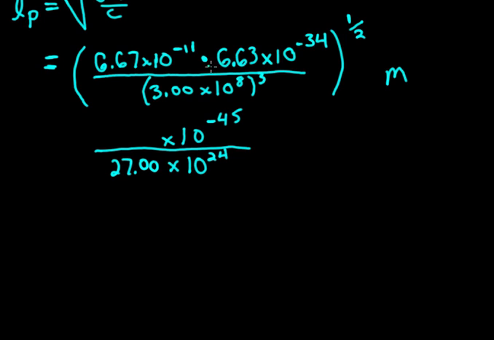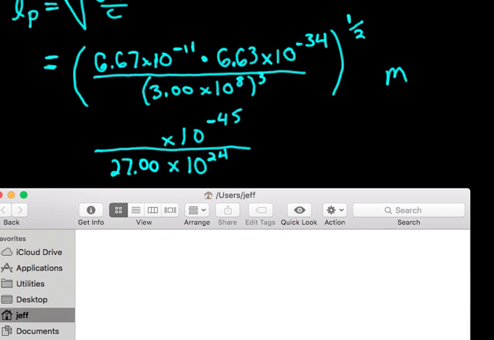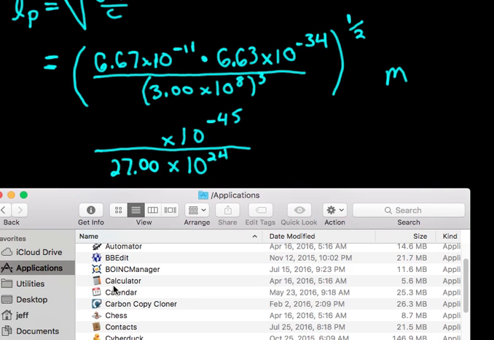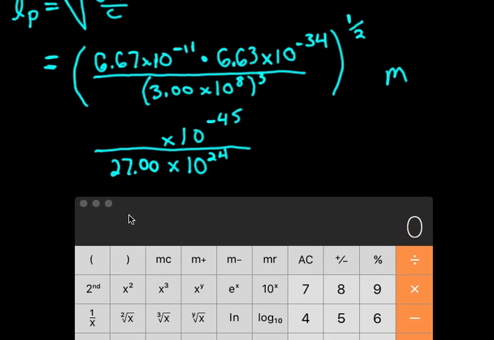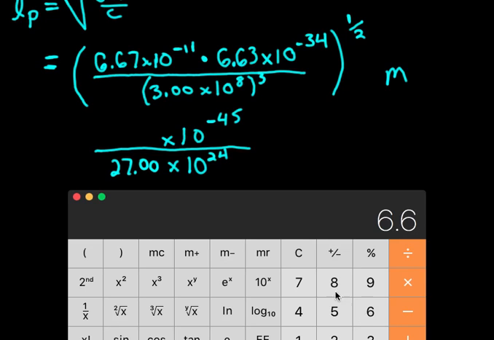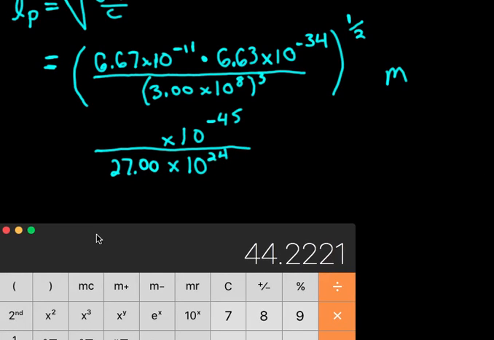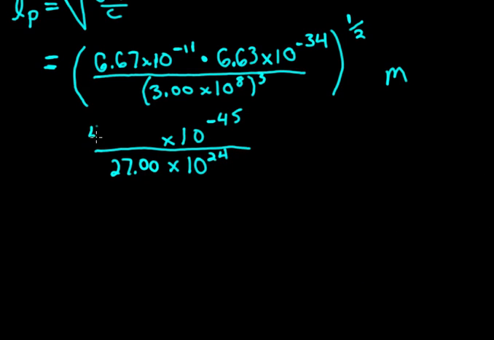And then I want to multiply 6.63 times 6.67. That's going to be around 40 something. Let me get a calculator out here again. Let's see, we get 6.67 times 6.63 equals 44.2221. So 44.2221, all of this to the 1/2.